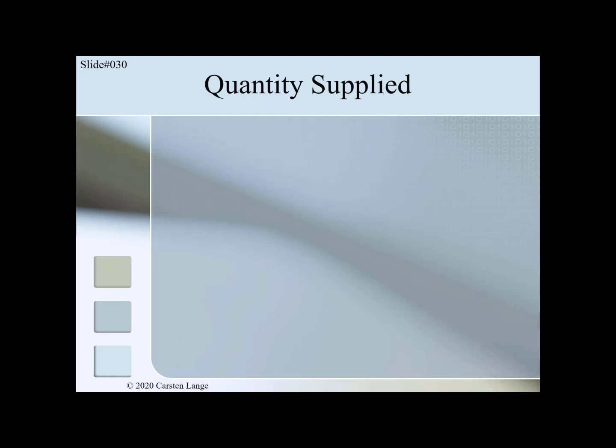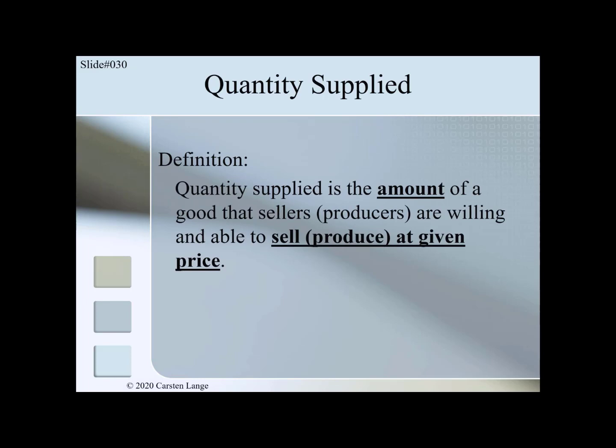We start with the definition of the quantity supplied. The quantity supplied is the amount of a good that sellers or producers are willing and able to sell or produce at a given price. There are some words in this definition I would like to emphasize.